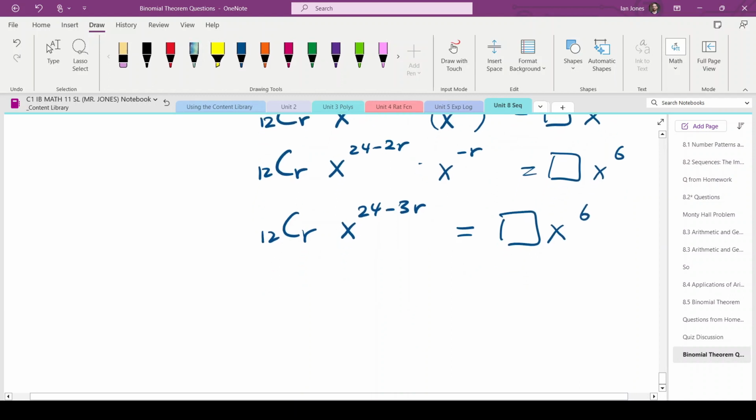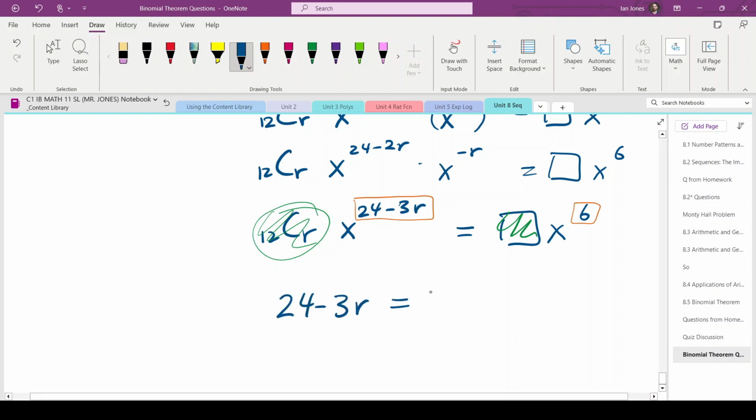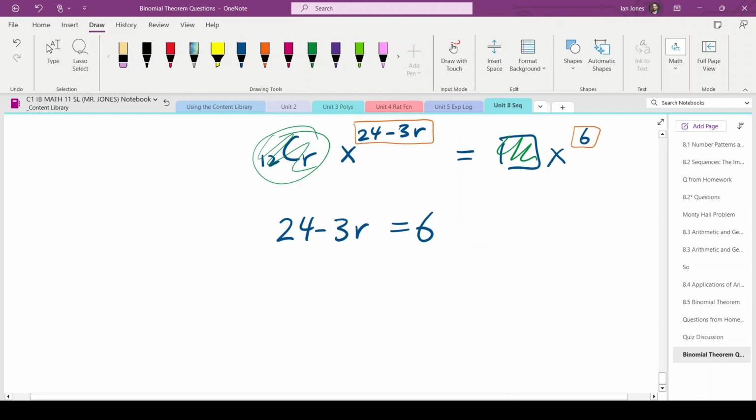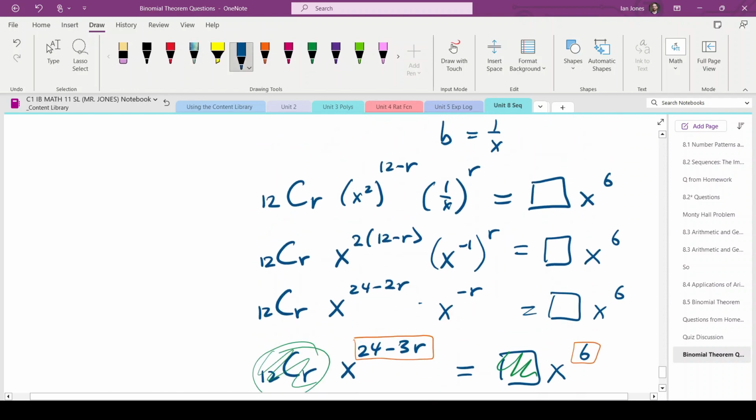And I'm not asked anything about the coefficient. I don't care. And this is just a number. I don't care. What I want to know is, when will this exponent equal 6? So I'm really solving 24 minus 3r equals 6, which I can solve pretty easily. I get, what is that? 18 equals 3r, r equals 6. Okay? So r has to be 6 for this term to be x to the 6th.